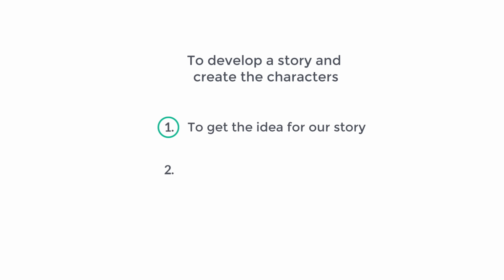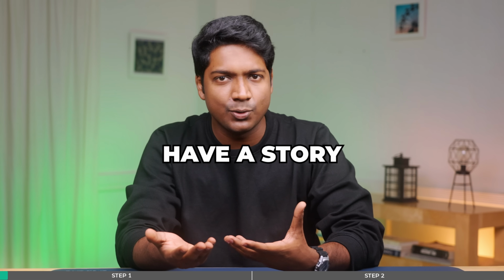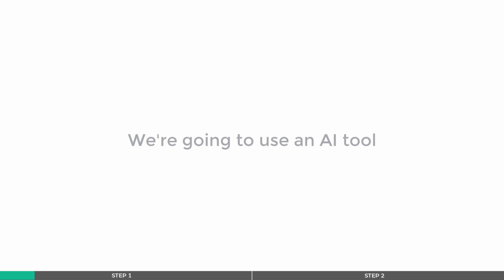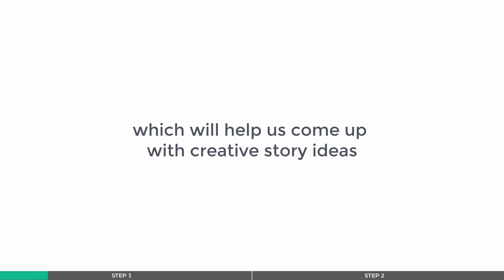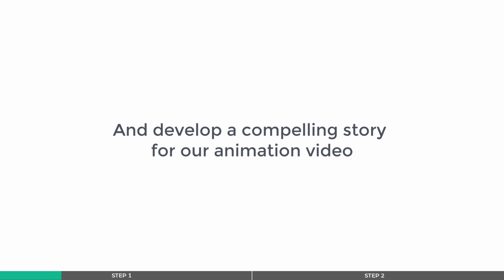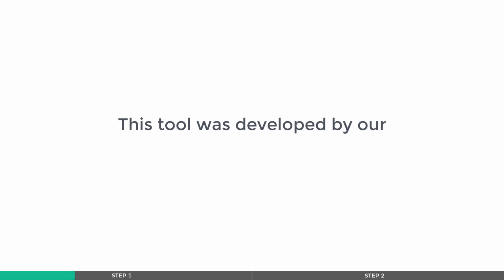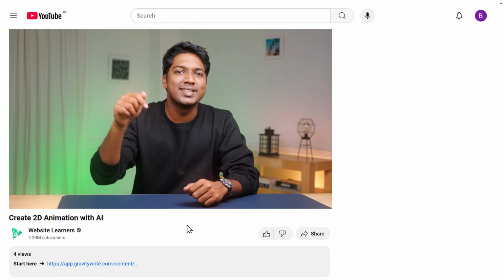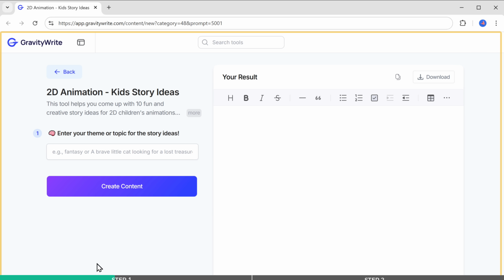The first step is to get the idea for our story. Now, if you already have a story in mind, go ahead and skip to the second step. If not, just follow along. We are going to use an AI tool which will help us come up with creative story ideas and develop a compelling story for our animation video. This tool was developed by our website learners team to help creators like you. To get started, just click the link in the description and it will take you to this tool.